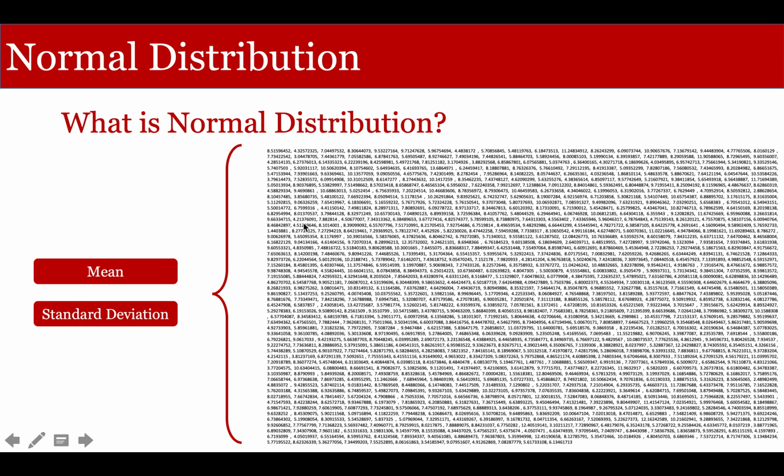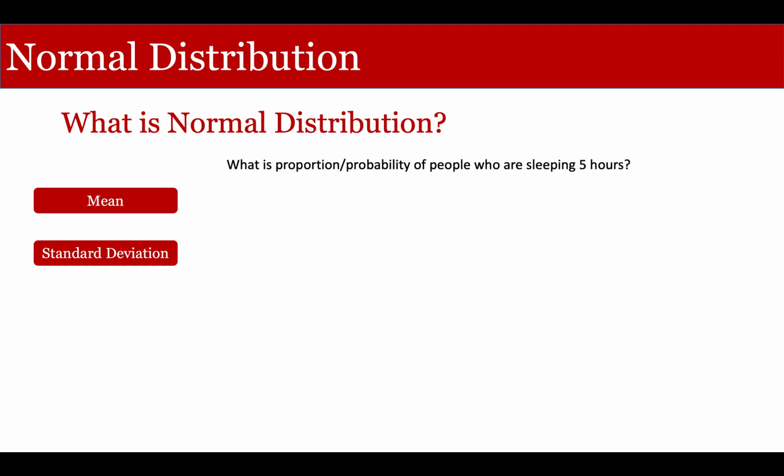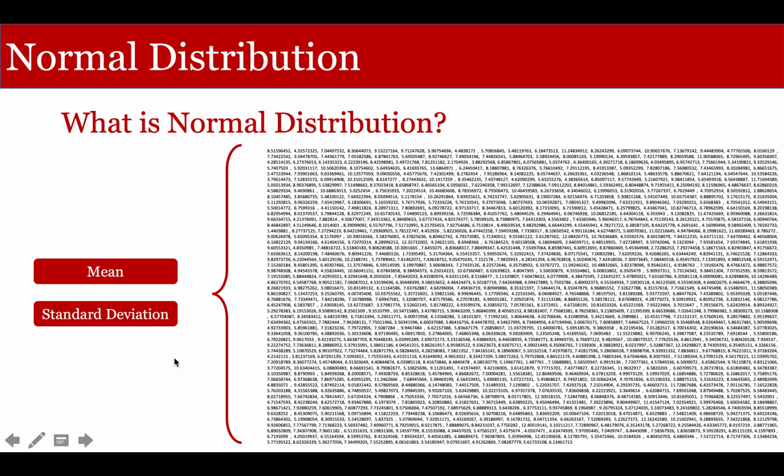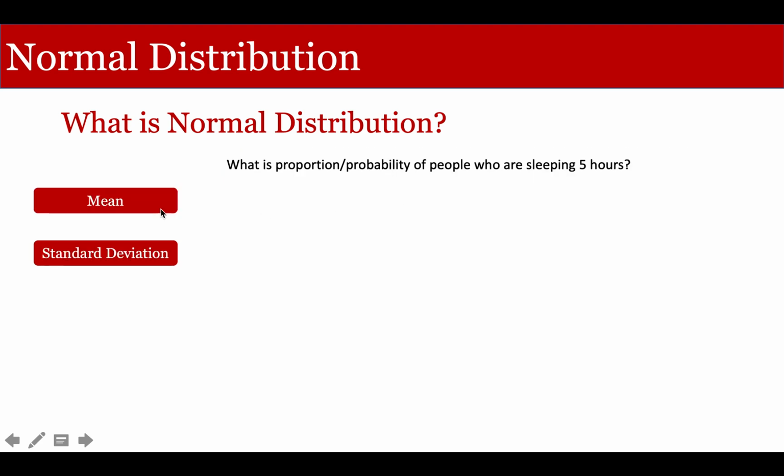So let's say now you are interested to know how many people are sleeping more than 5 hours, or how many people are sleeping exactly 5 hours. Now, if we have this plot, we can check that manually. If we have this entire data set, we can count how many people are having 5 hours of sleep. But how are we going to compute that with these two parameters?